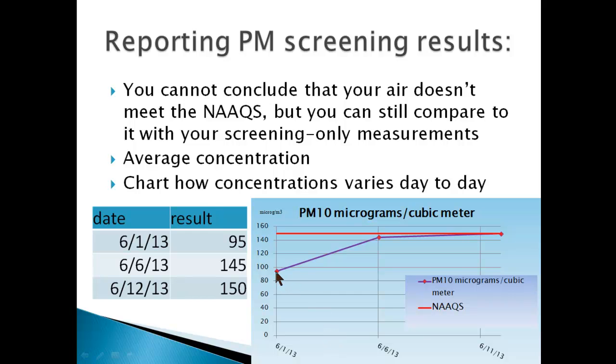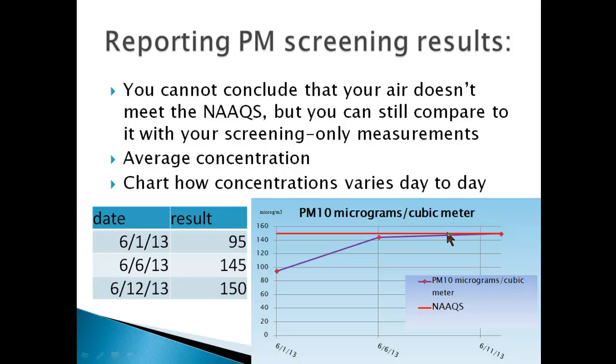So this value here is 95, which is this value, and you can see it's 95 on the y-axis, and the units of the y-axis are micrograms per cubic meter. Then on the 6th, the value was 145 micrograms per cubic meter, and then on the 12th, the value was 150 micrograms per cubic meter.